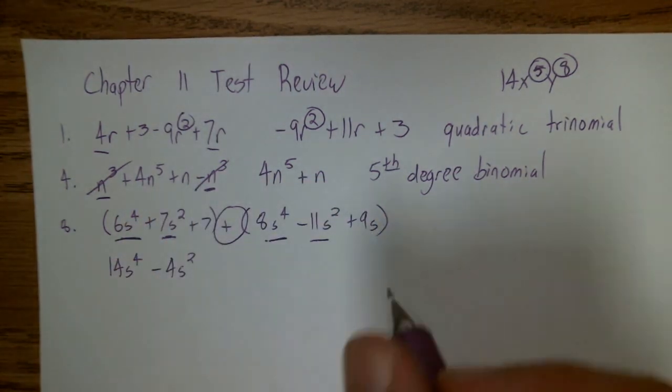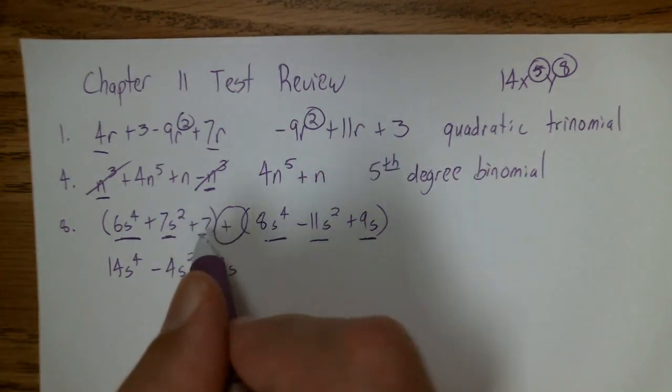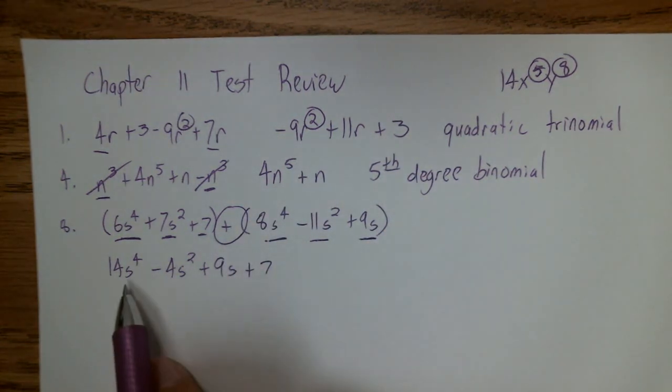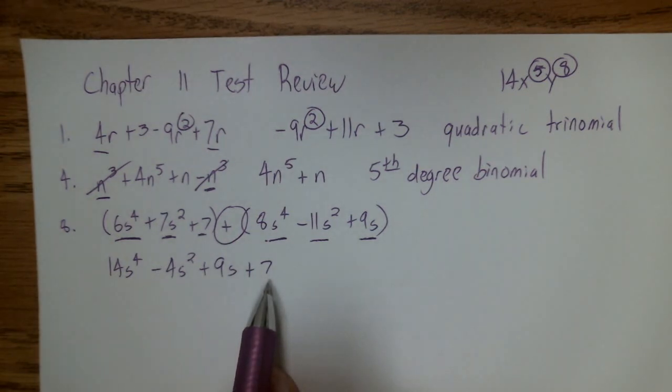And then I have a single s. There's no other s to match that up with. And then I have a 7. I have a constant. There's nothing else to match that up with. So my final simplified answer is 14s to the 4th minus 4s squared plus 9s plus 7. Okay, now remember, guys, you can check all these with the calculator. You can use your little calculator trick that I've taught you.